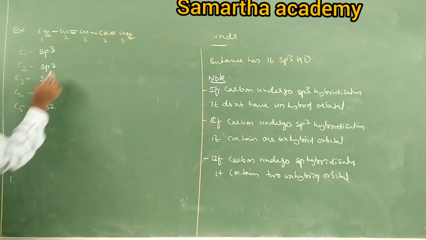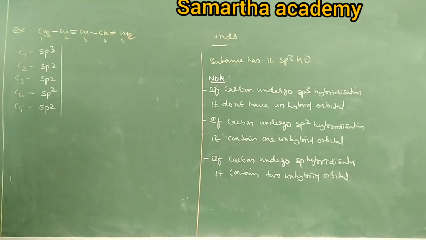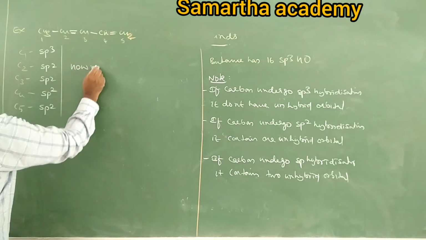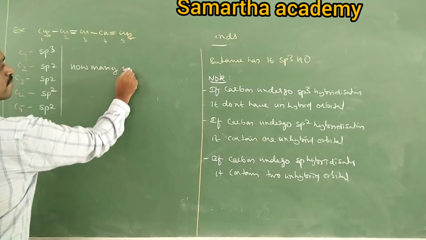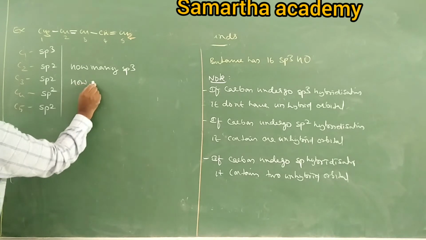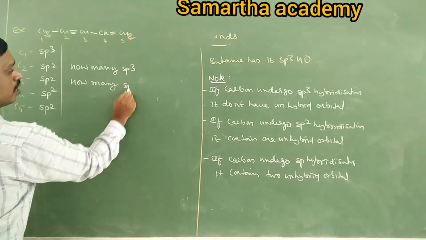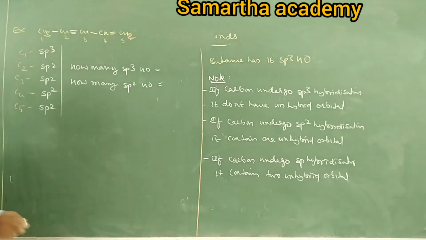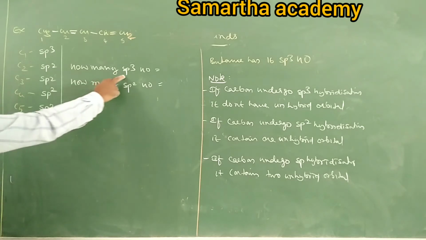But if they want to ask a little higher level question, they may ask the count of hybrid and unhybrid orbitals, or the type of hybrid. Can you tell me? So how many sp3 and how many sp2 hybrid orbitals? Come on. How many sp3?